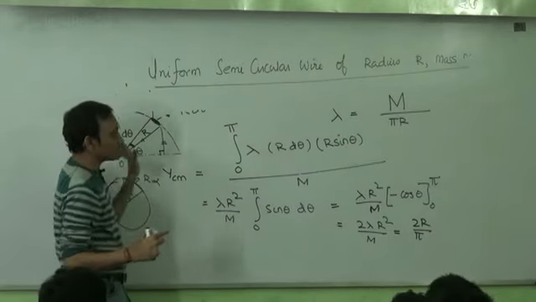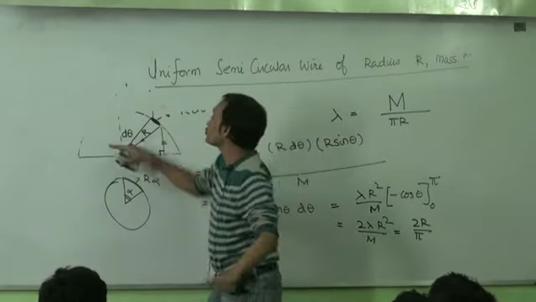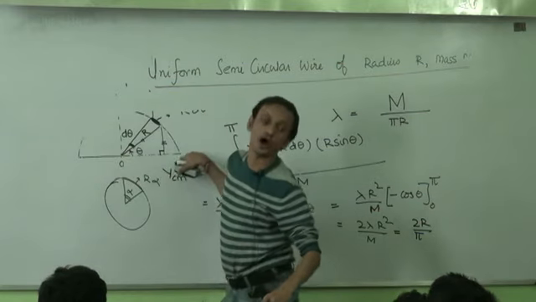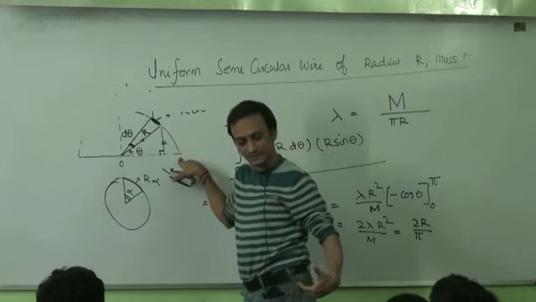The same computation, the total mass, it's not going to be m by pi r, it's going to be m by pi r plus 2r. Lambda will become different. Yes, that's why it gets shifted.